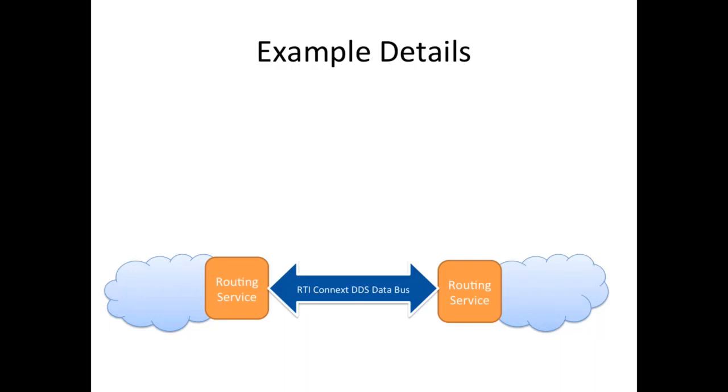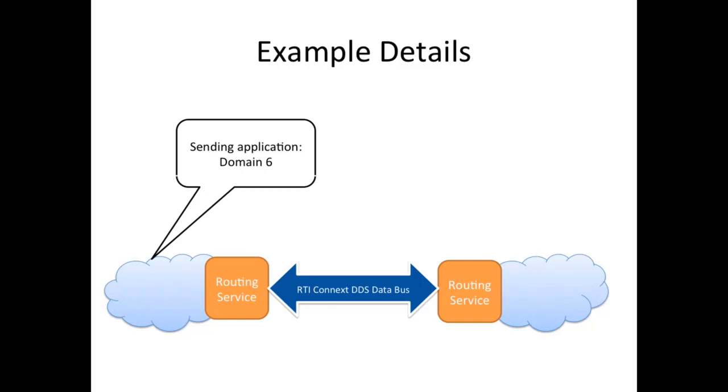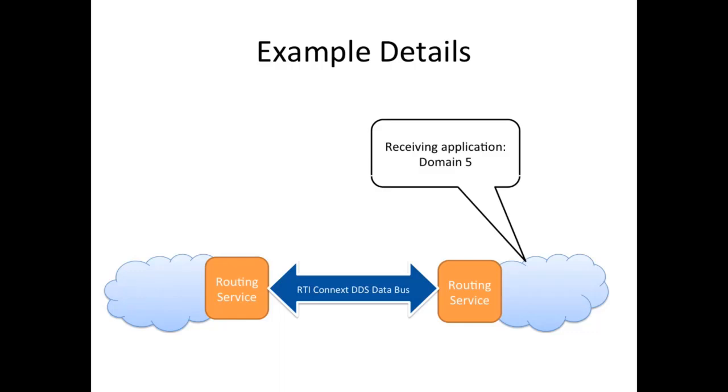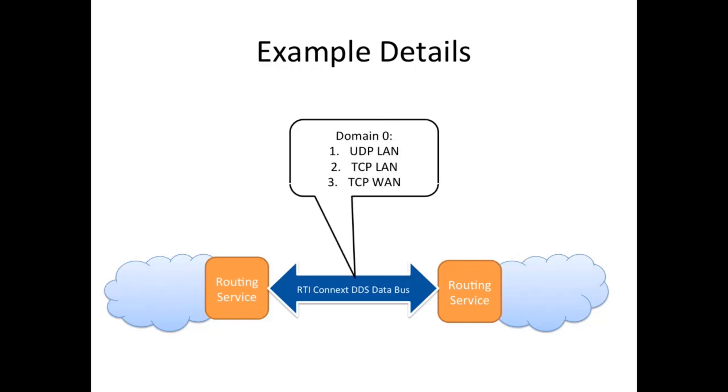First, a quick overview of what this example does. This example contains 3 parts to it. The first is there's a simulated sending application in domain 6. The second piece is there's a simulated receiving application in domain 5. And there's a third domain that's intended to represent your wide area network.